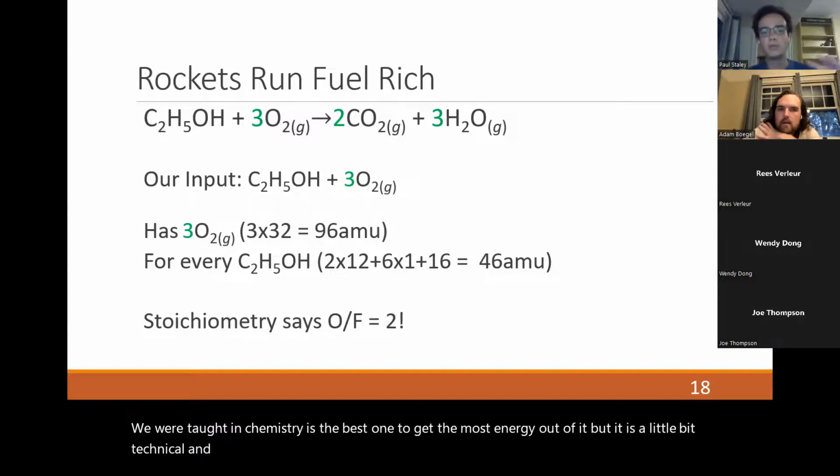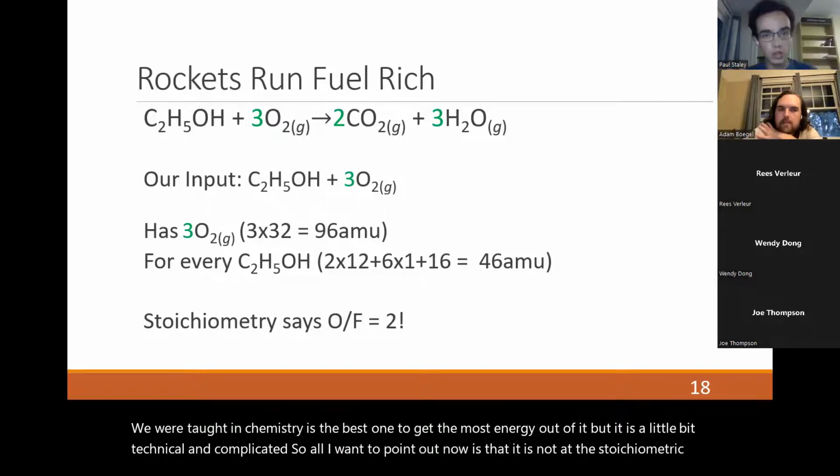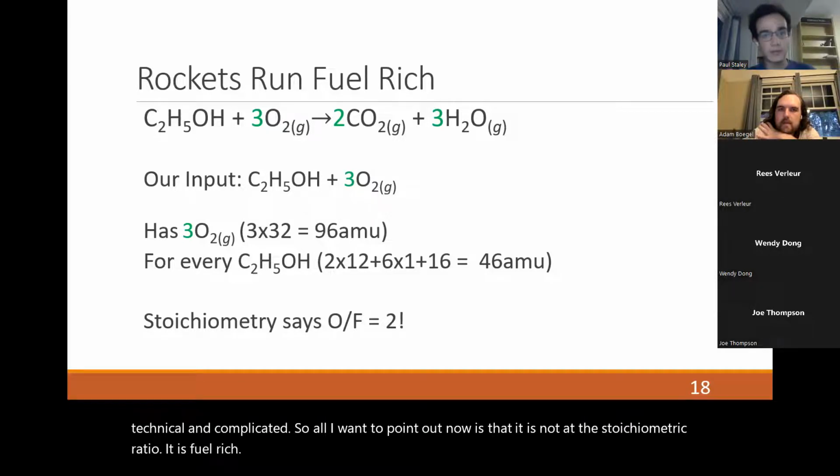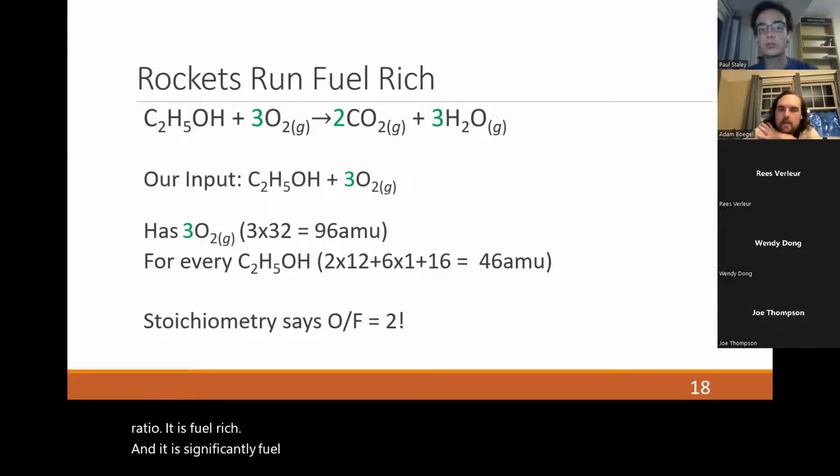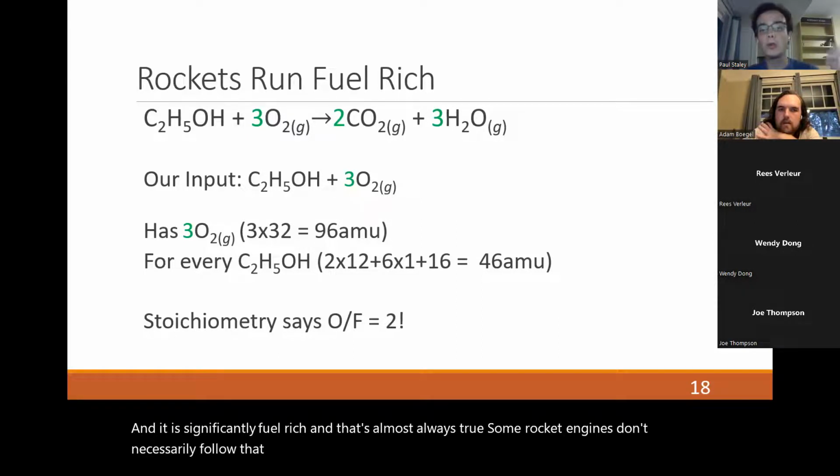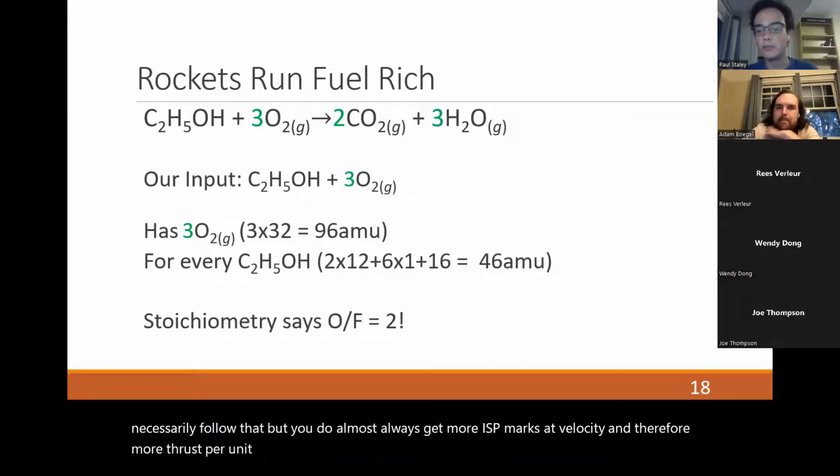So all I want to point out now is that it is not at the stoichiometric ratio. It is fuel rich, and it is significantly fuel rich. And that's almost always true. Some rocket engines don't necessarily follow that, but you do almost always get more ISP, more exit velocity, and therefore more thrust per unit mass if you run fuel rich.